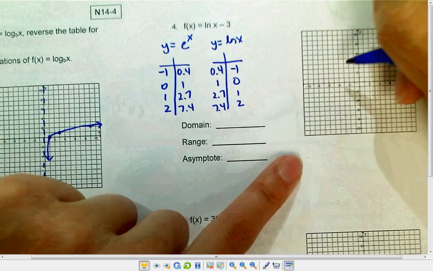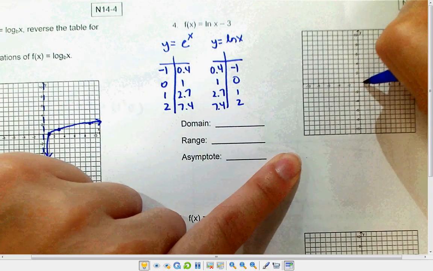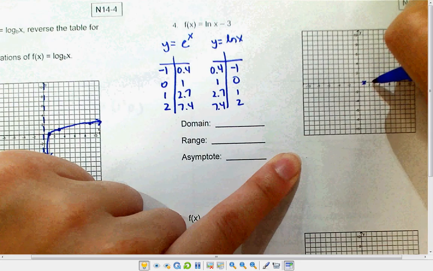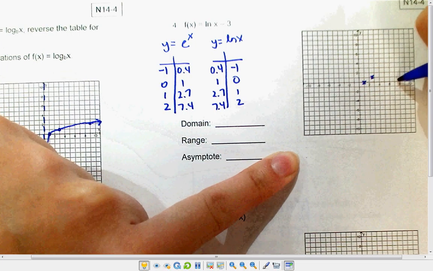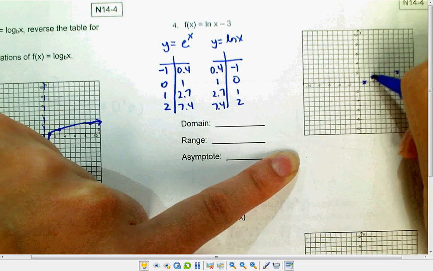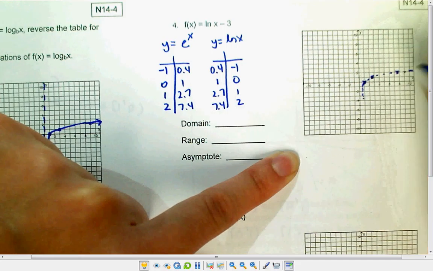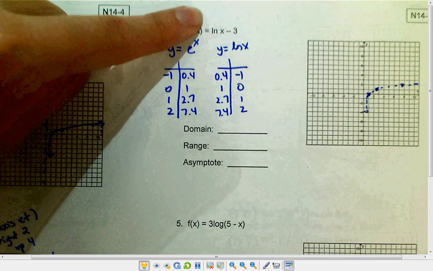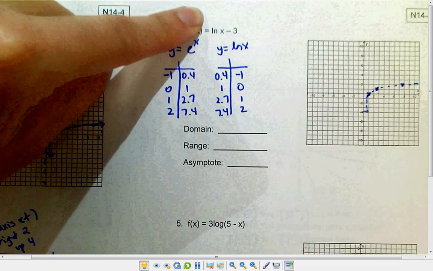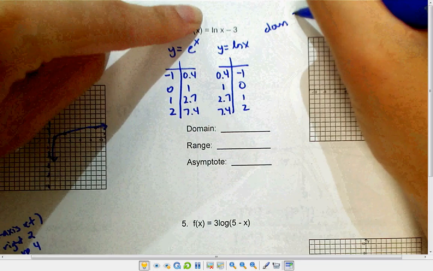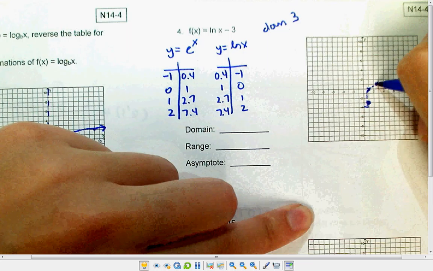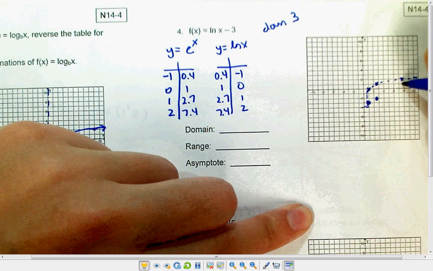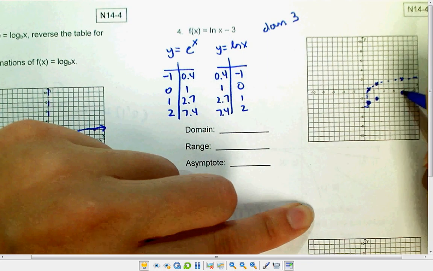So I'm going to graph this. I have 1, 0, 2.71, and 7.42. So this is my parent function. And the only thing that's happened to this is this -3, which is moving down 3 since it's on the outside. So all my points just move down 3. 1, 2, 3. 1, 2, 3. And I'm going to connect them all.